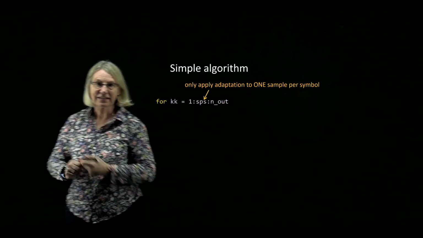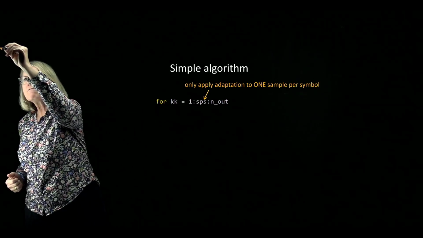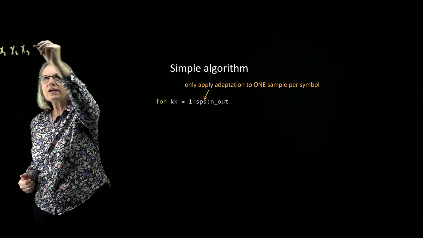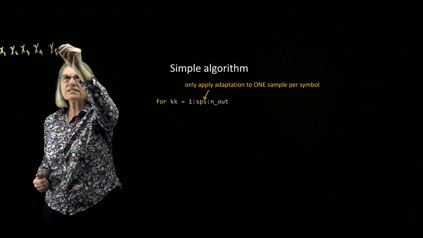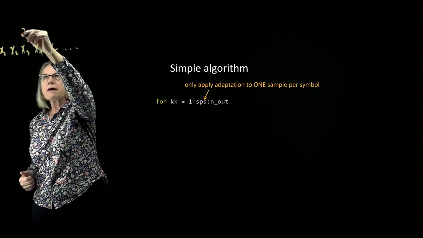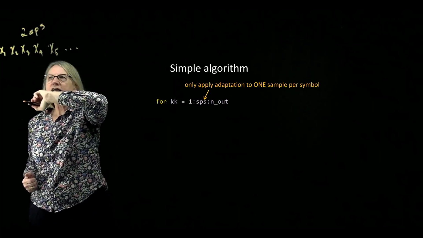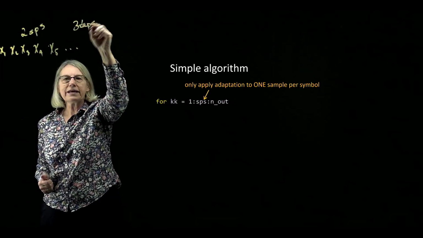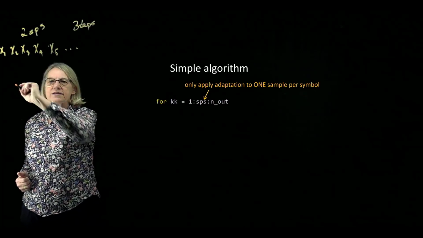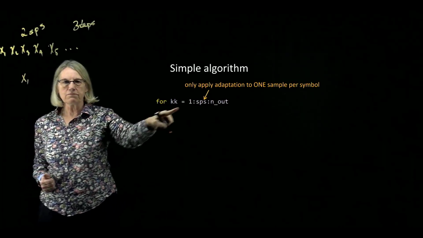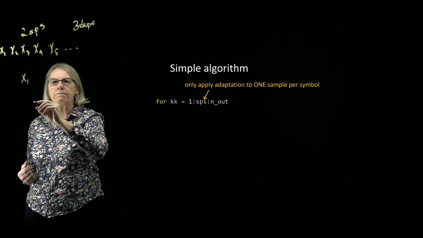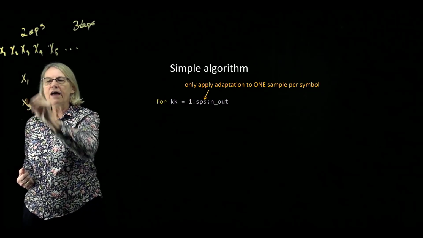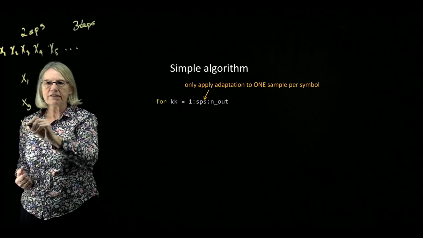So maybe I need a little illustration here. I have, let's say, x1, x2, x3, x4, x5, etc. And let's say I have 2 samples per symbol, and let's say I have 3 taps. Try and keep my illustrations easy to follow. So the first time I'm going to start at x1, because it's the first one. The next time I'm going to start at 3, and the next time I'm going to start at 5, etc.